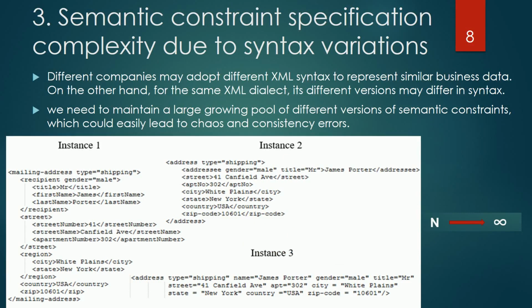Meanwhile, we also found that different companies may adopt different XML syntax to represent similar business data. On the other hand, for the same XML dialect, its different versions may differ in syntax. We need to maintain a large, growing pool of different versions of semantic constraints, which can easily lead to chaos and consistency errors. It greatly increases the complexity and reduces the work efficiency.